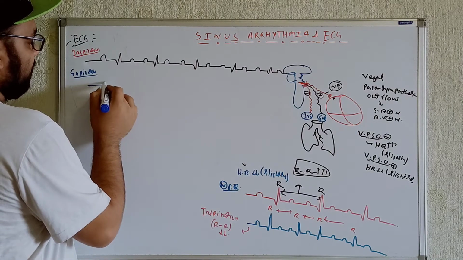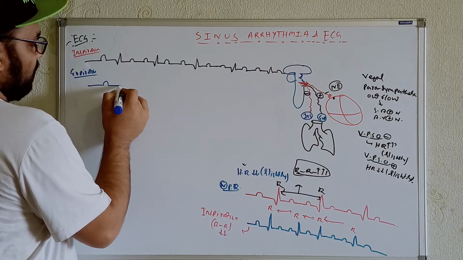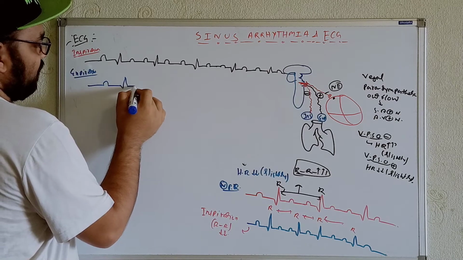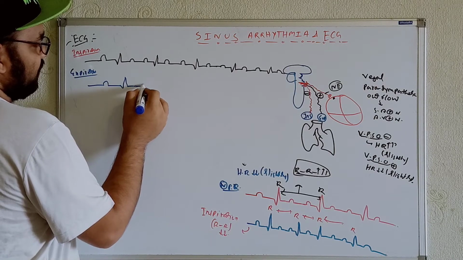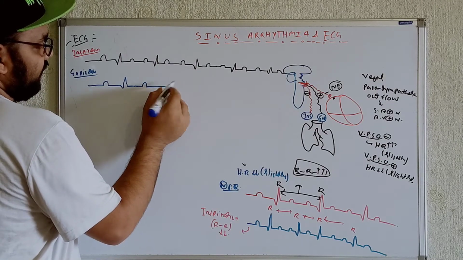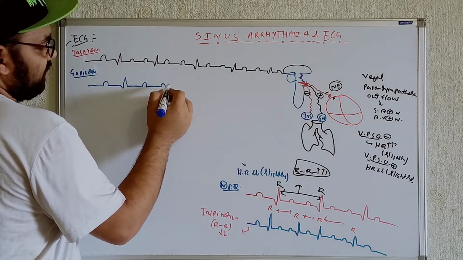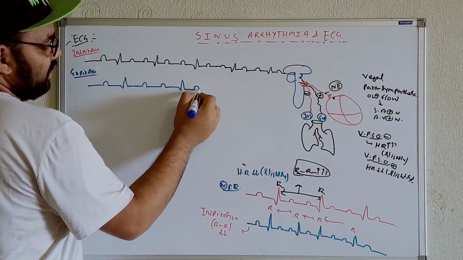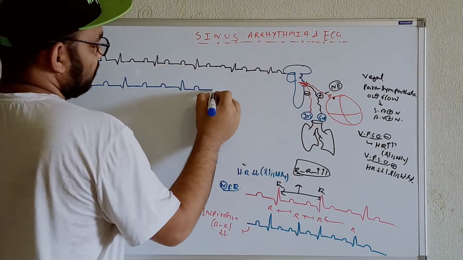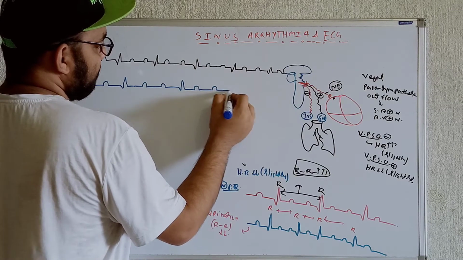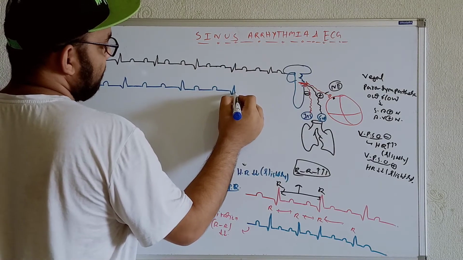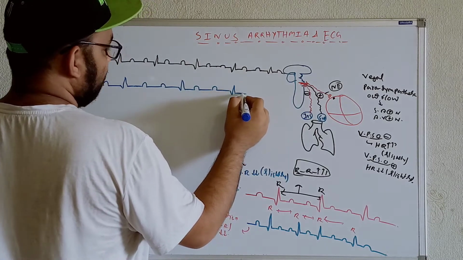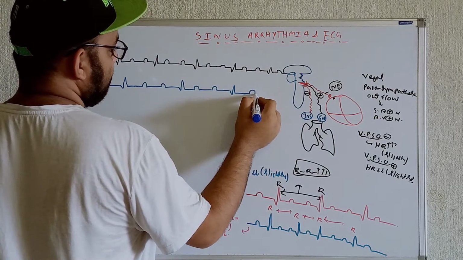For example, this is the P wave. Then again we'll get the QRS complex. Then again we'll get the T wave. Again, in this case, we'll get the P wave, QRS complex, T wave. Then we'll get again P wave, QRS complex. Okay. Now see again. Let's write over T wave here.